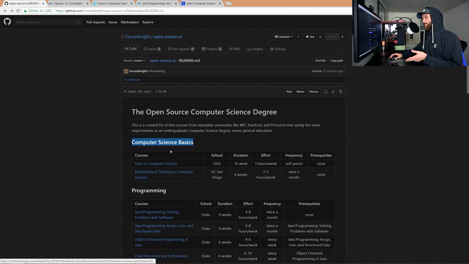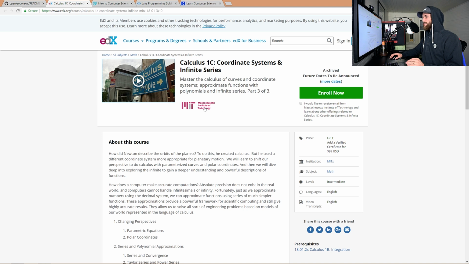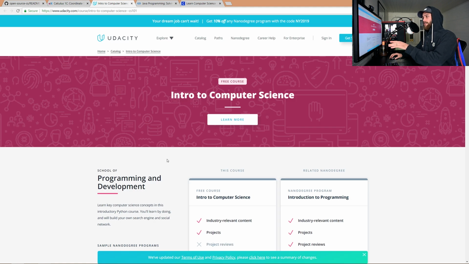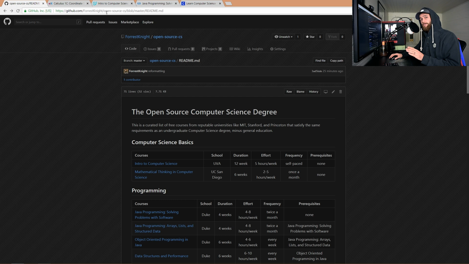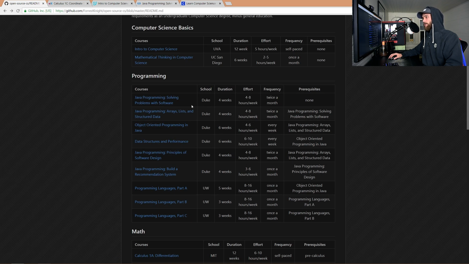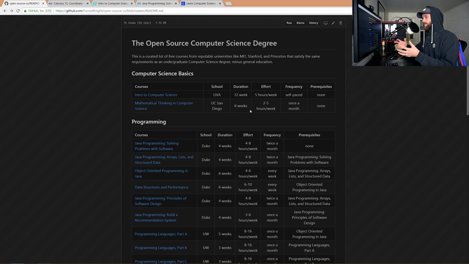And within each category, we have a table. Now this table has a few different columns: courses, which is self-explanatory, and school. So although all of these are available on Coursera, Udacity, and edX, what you'll notice is here, all the calculus courses are offered by MIT. Udacity, although it doesn't list it here, this particular course is offered by UVA. In Coursera, this particular course is offered by Duke. So these are essentially the platforms that these universities use to distribute these free courses, and that's what I labeled here. So UVA, UC San Diego. I try to stay consistent with the programming aspect: Duke, UW, University of Washington, so on and so forth. Duration and effort essentially go together.